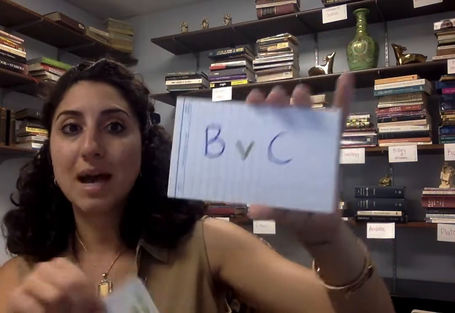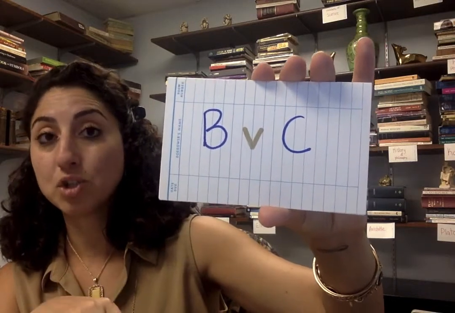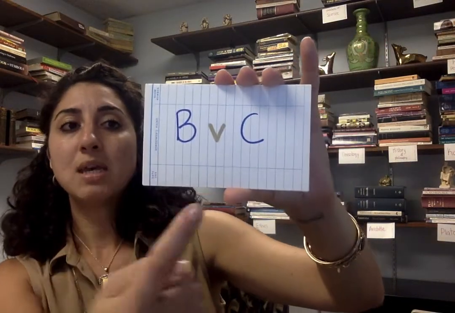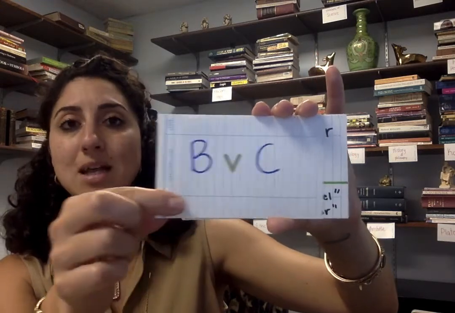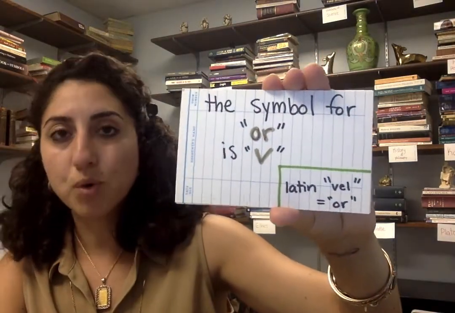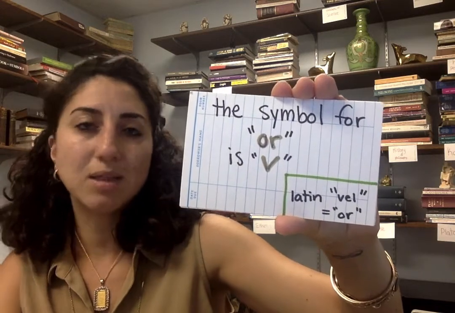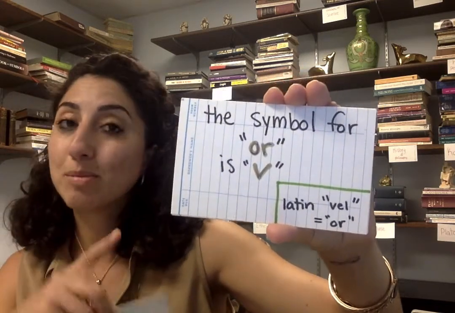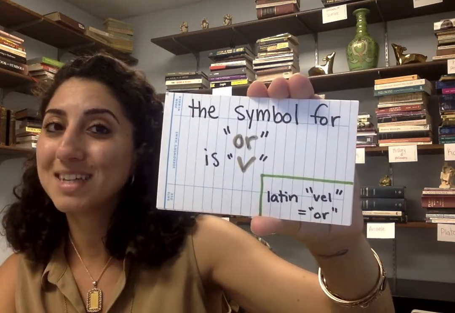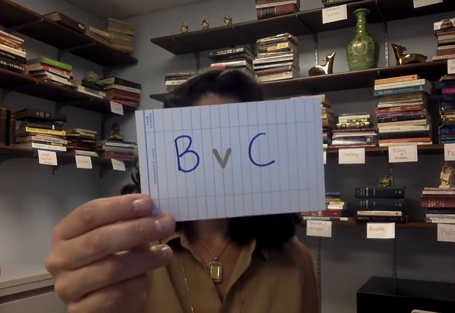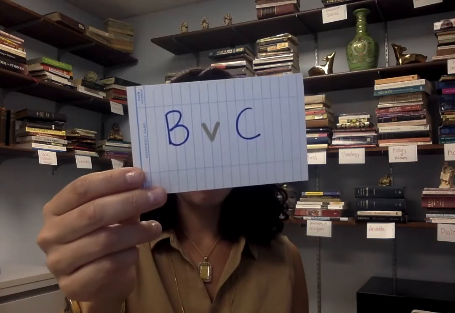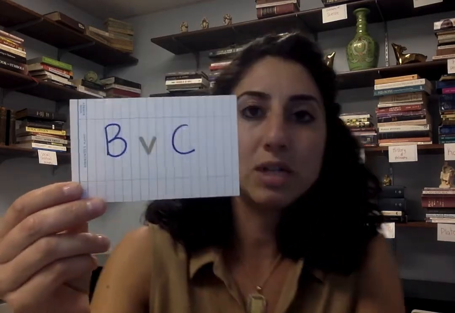When you do that, this is what you end up with in logical terms. You get B, wedge, C. That wedge is a symbol, and it symbolizes the word "or." The word "or" is symbolized with a lowercase v, probably because it's Latin, which represents the word "vel." So this is what we're saying when we say that you can have brownies or cookies, and this is ambiguous.